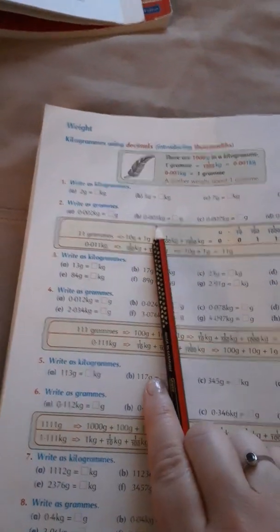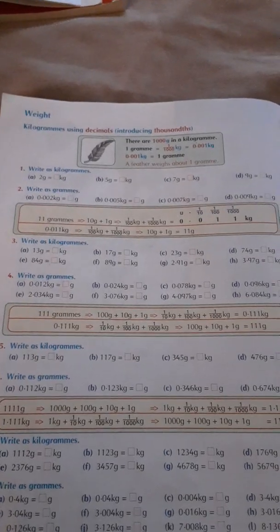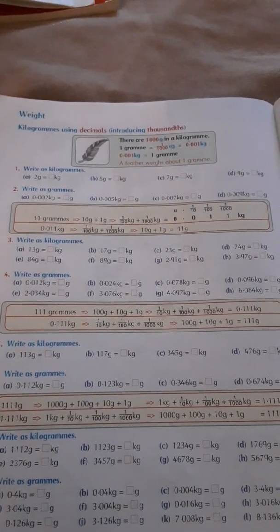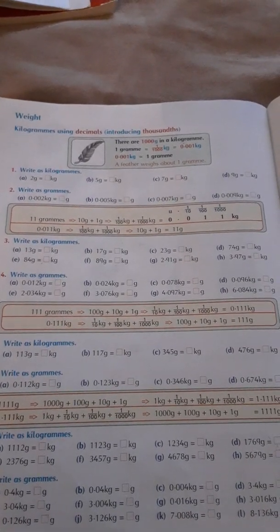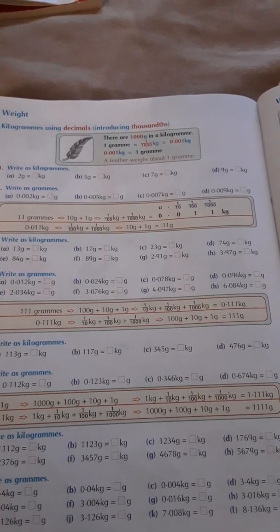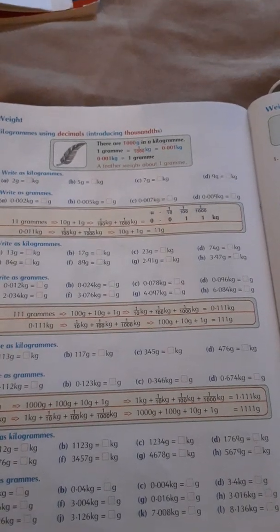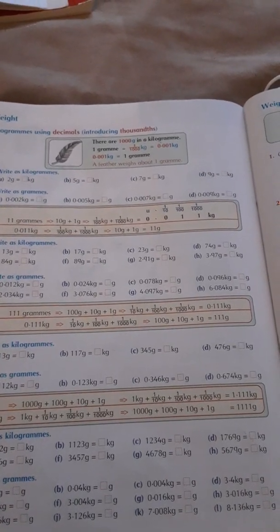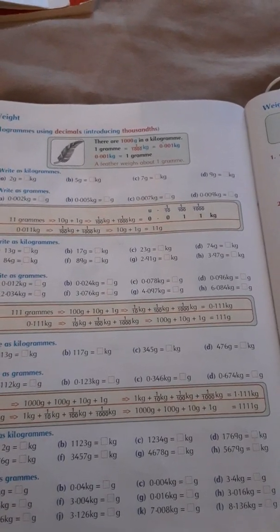The 5 is 5 out of 1000. So we know that we're already there. We're working out of 1000. So it'll be 5 grams. The next one is 7 out of 1000. Out of 1000 means we're already at grams. So it's 7 grams. And 9 is 9 out of 1000. So we've got 9 grams.